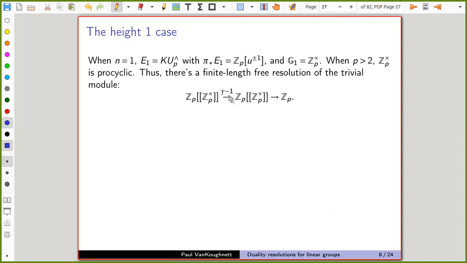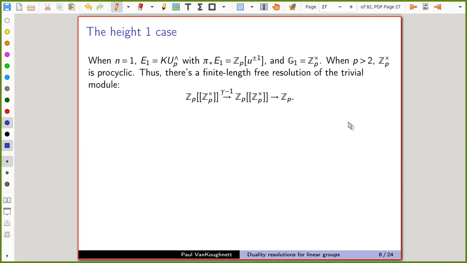So if we call this generator gamma, then we get a finite length free resolution of the trivial module, which looks like this. And this is completely analogous to how you would compute the cohomology of Z. So if we think about the ordinary, not profinite, group Z, then there's a resolution of the trivial Z module that looks like this.